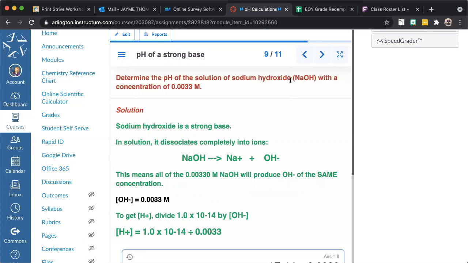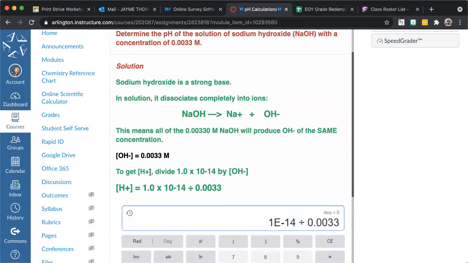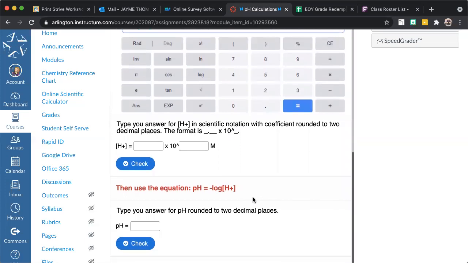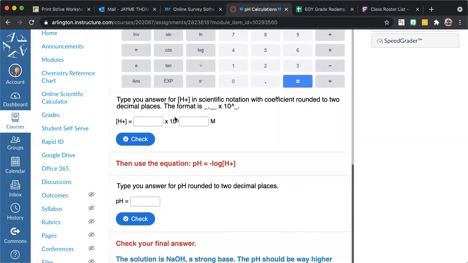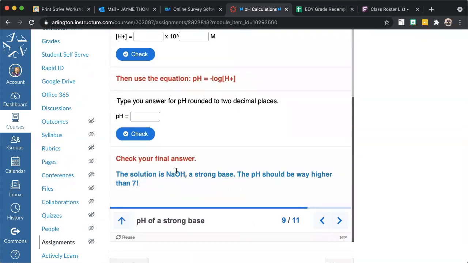So if they give you the base and they ask for pH, that's going to be two steps to calculate the pH. You're first going to get the hydrogen ion concentration by using the ion product constant of water: 1 times 10 to the negative 14 divided by the concentration they gave us for hydroxide. That will give me the hydrogen ion concentration. Then you can use that answer and do the negative log of it, and check yourself on here. And again, this is a strong base, so if you think about it logically, your answer should be higher than 7.